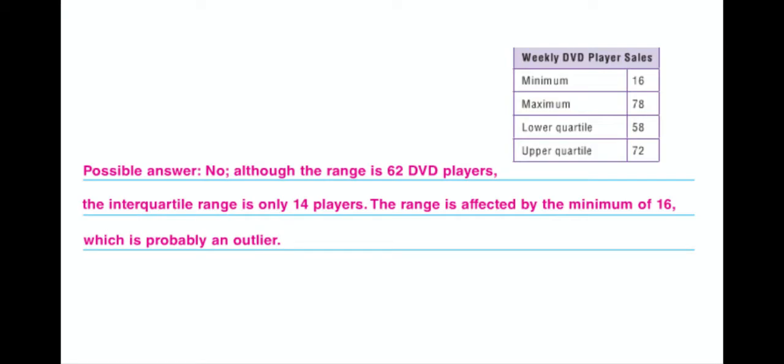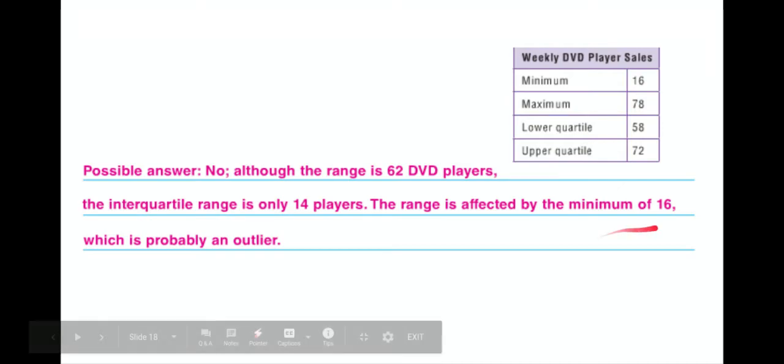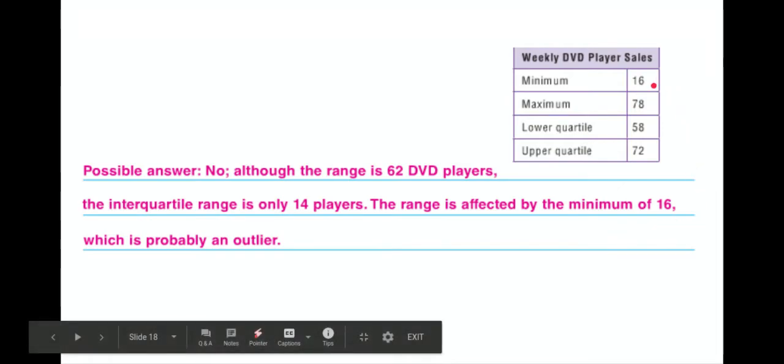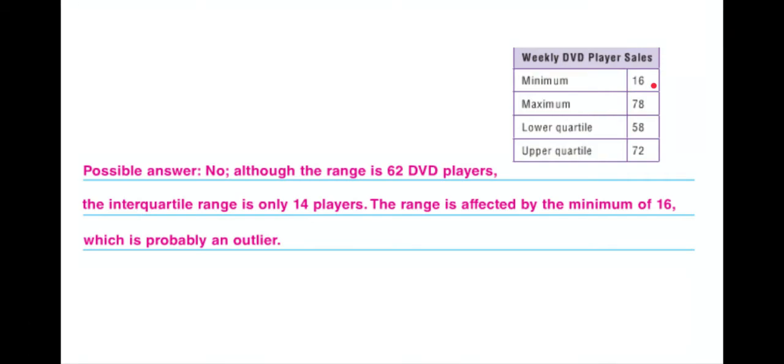So the range is affected by the minimum of 16, which is probably an outlier in this case. We explained this in a previous lesson. When you have a big discrepancy or difference between the range and the IQR, that means you probably have an outlier. So that's what they're saying here. 16 is probably an outlier. It was a week where they just had really bad DVD sales for whatever reason. A lot of people didn't want to buy DVD players that week.